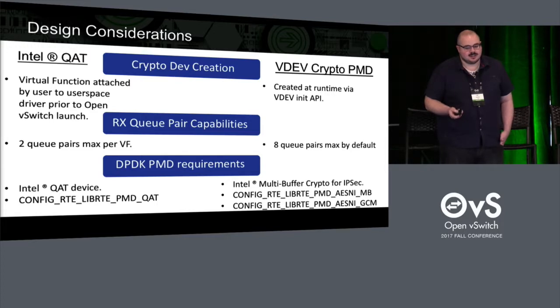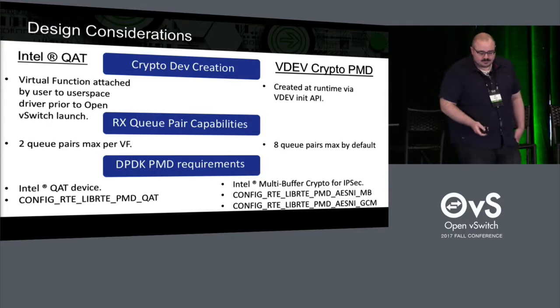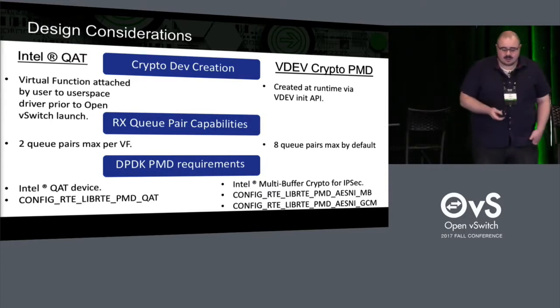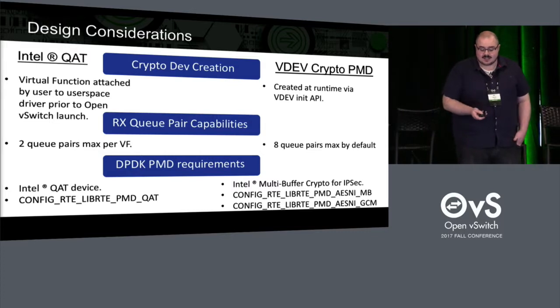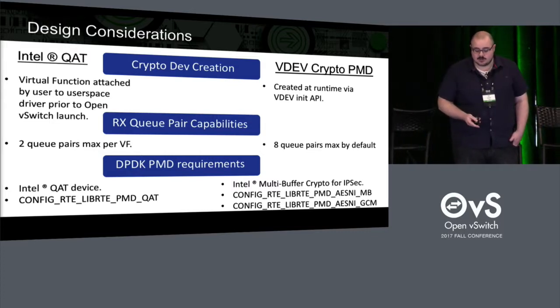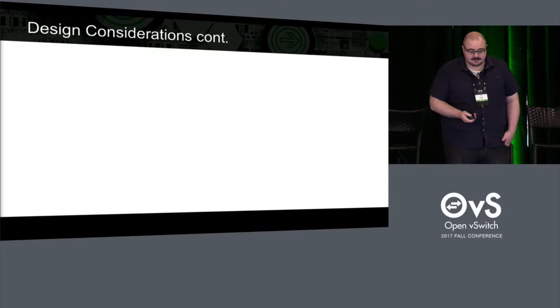So again, this is a design consideration that I'm looking for feedback from the community on. Is this something that's acceptable? Is it okay to go off and use this library or not? And if it isn't, then how do we get around that? And then obviously you'll enable your PMDs themselves. So we use AESNI MB multi-buffer and AESNI GCM to enable our 2 crypto PMDs for software.